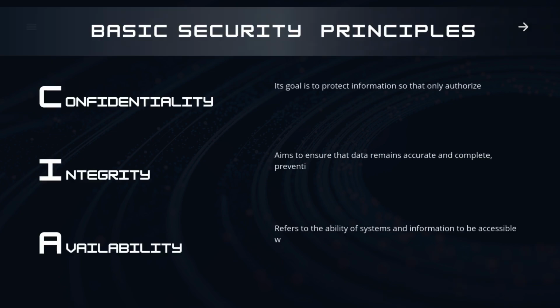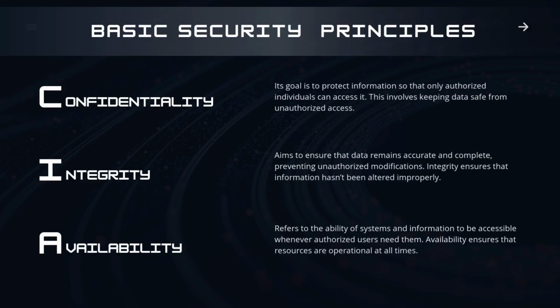Basic security principles. Confidentiality. Its goal is to protect information so that only authorized individuals can access it. This involves keeping data safe from unauthorized access. Integrity aims to ensure that data remains accurate and complete, preventing unauthorized modifications. Integrity ensures that information hasn't been altered improperly.